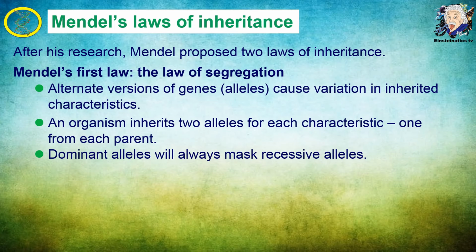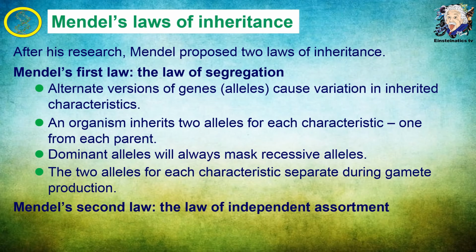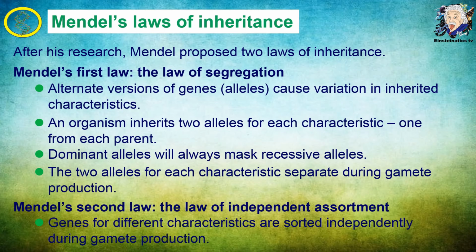And dominant alleles will always mask recessive alleles. The two alleles for each characteristic separate during gamete production. And the second law is known as the law of independent assortment, that genes for different characteristics are sorted independently during gamete production.